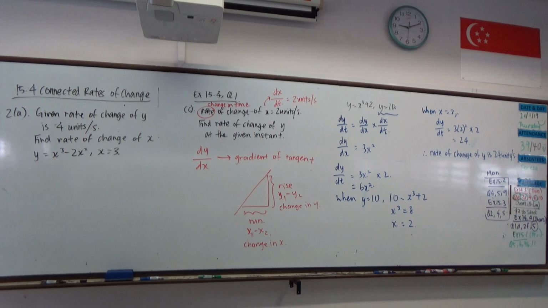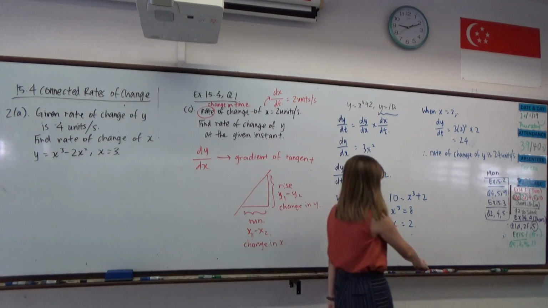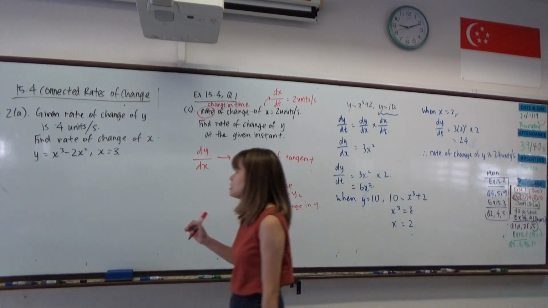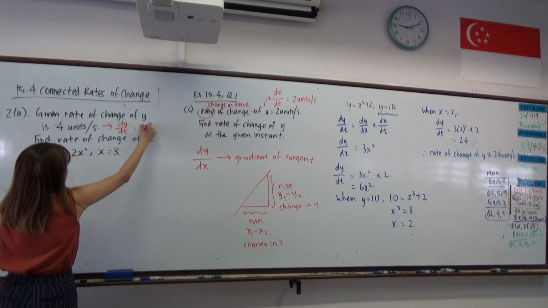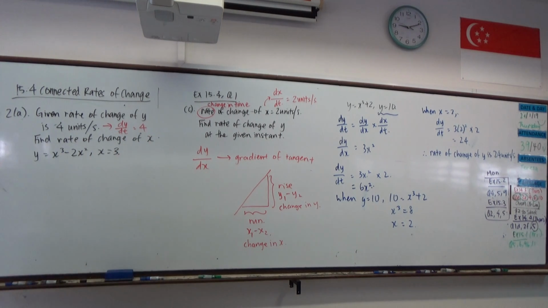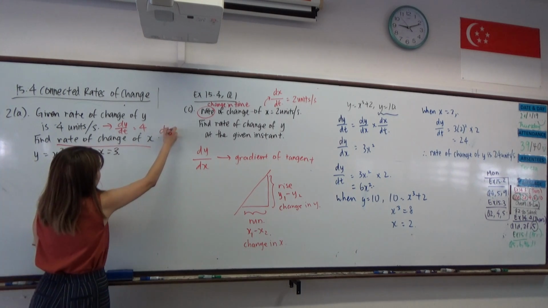Look at 2a. We are given the rate of change of y, which is 4 units per second, and we want to find the rate of change of x. In this case it is different. So dy over dt is 4 units per second. Then we want to find the rate of change of x, which refers to dx over dt.